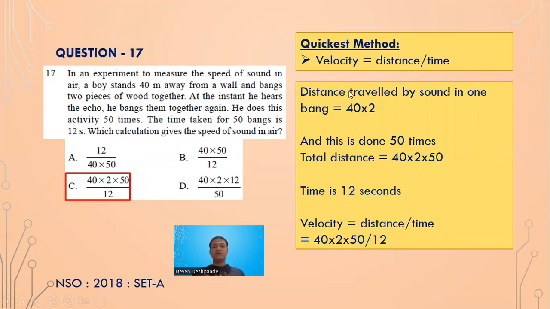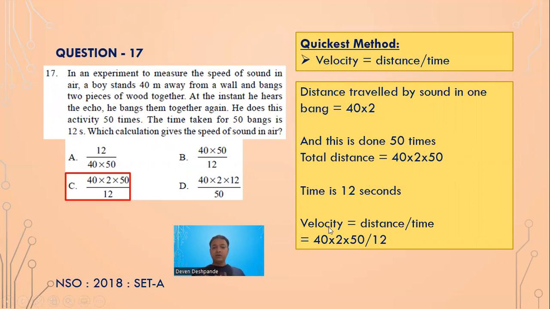Now, the distance traveled by sound in one bang is 40 into 2, because the boy is standing 40 meters away from the wall. So the sound has to travel from the boy to the wall and from the wall back to the boy, so 40 plus 40. So the total distance for one echo is 40 into 2. And the boy does this 50 times, so 40 into 2 into 50. And the total time for 50 bangs is 12 seconds, isn't it?